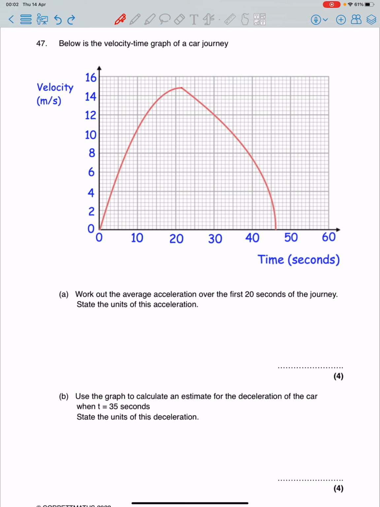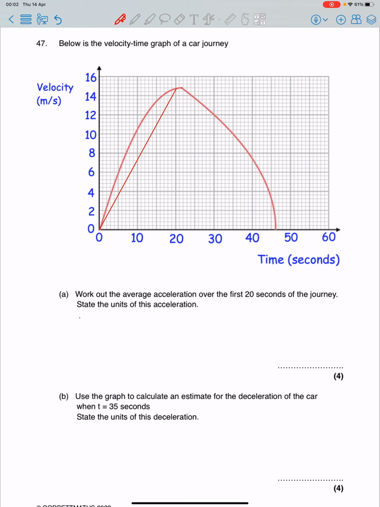of this acceleration. Okay, so average acceleration just means what is the change in velocity over the first 20 seconds. So we start at 0 and we end up at 20. So I'm just going to draw a line like that. And at 20, it seems like it just about gets to, what is this? 14.4, 14.8, 15.2, 15.6. So it's going up in 0.4s. So that looks like about 14.8.